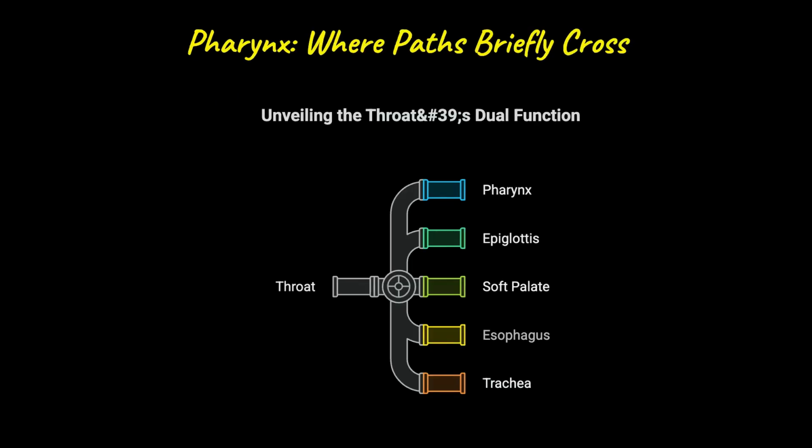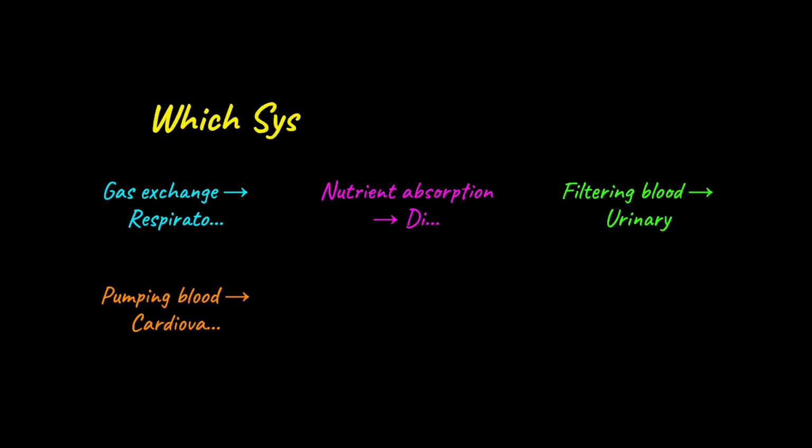The pharynx is the only anatomical region shared by both systems. The epiglottis closes over the larynx during swallowing to keep food out of the airway. After this brief crossing, food travels down the esophagus while air enters the trachea. The overlap is structural only, never functional.